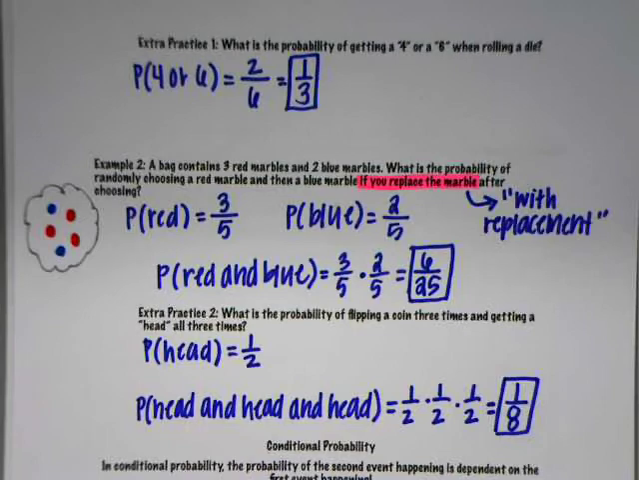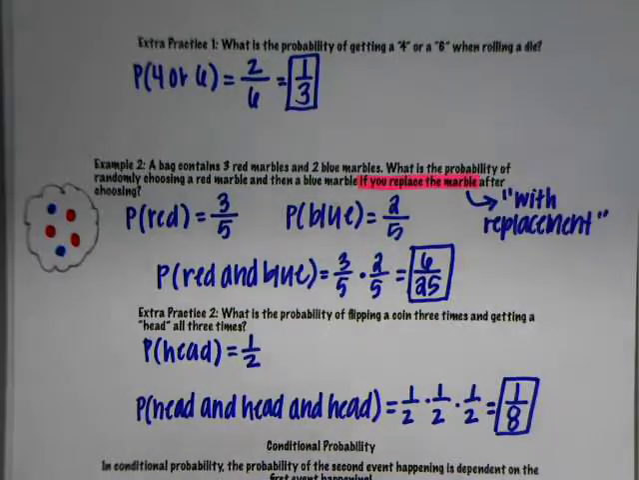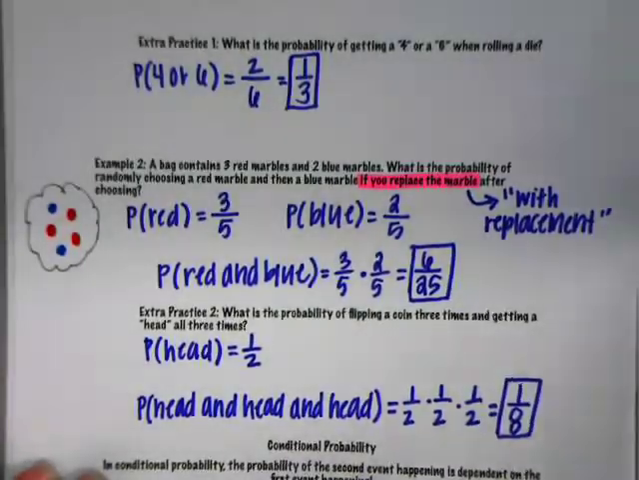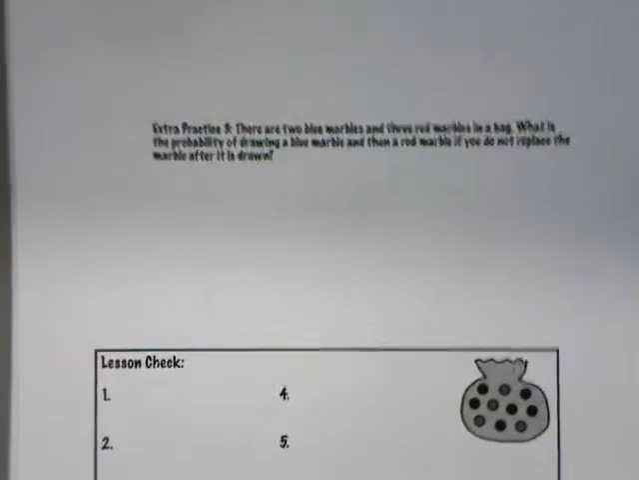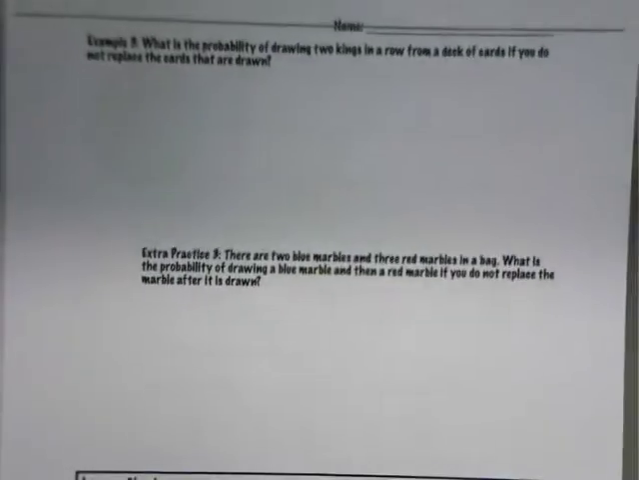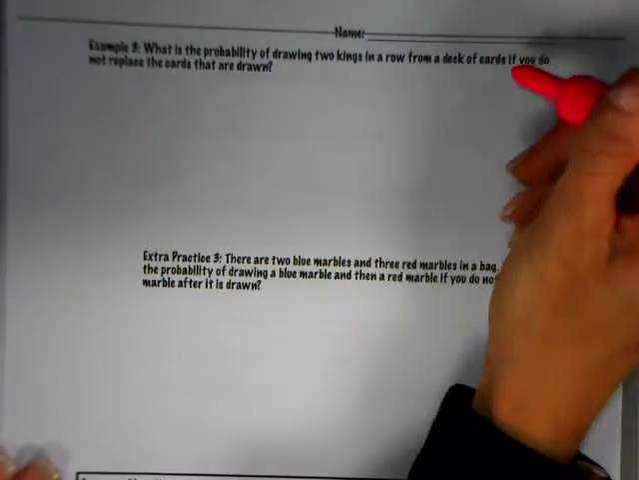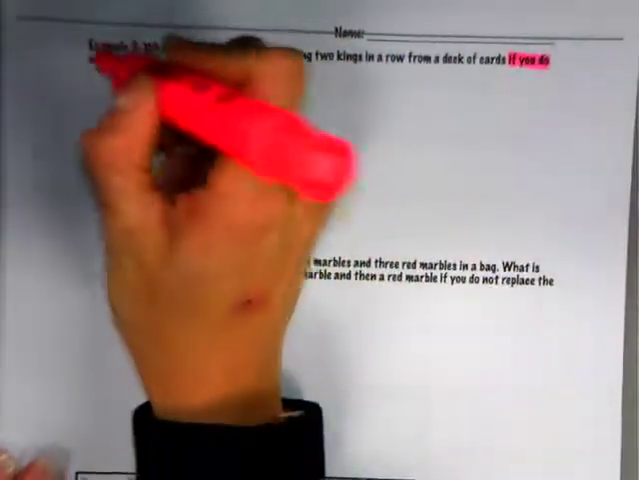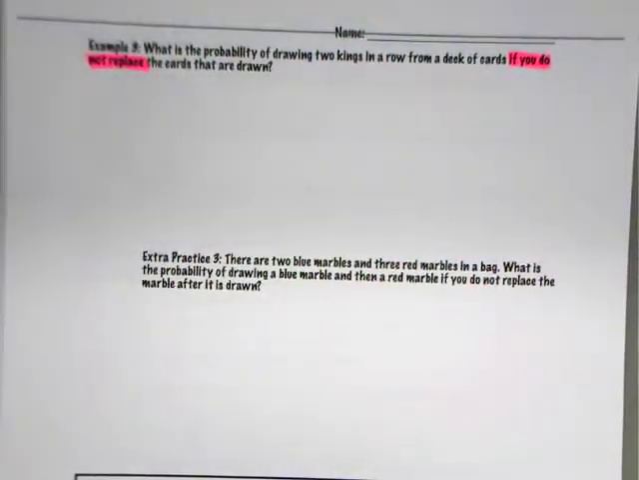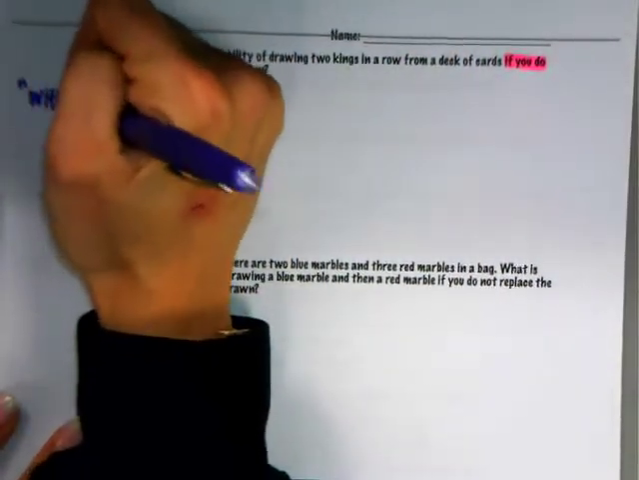Okay. So now conditional probability, the wording is going to be like you don't replace it. Example 3. What is the probability of drawing 2 kings in a row from a deck of cards if you do not replace the cards that are drawn? So the keywords here, if you do not replace. So that's without replacement.